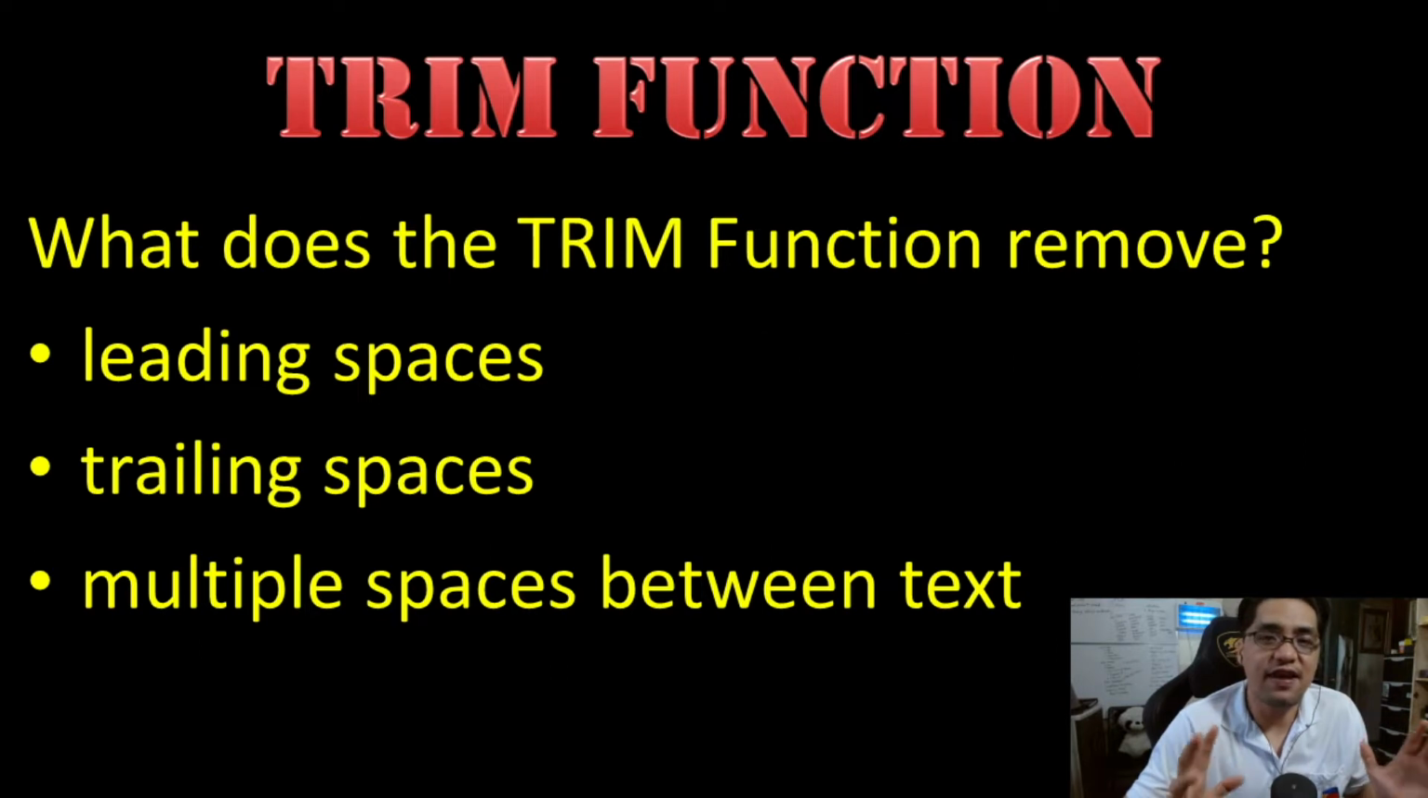So let's clarify the kinds of spaces that the trim function removes. The trim function removes first, leading spaces, or in other words, extra spaces before the text actually starts. And then it removes trailing spaces, in other words, extra spaces that happen after the text has ended. And then if there are multiple spaces between text, it removes that as well.